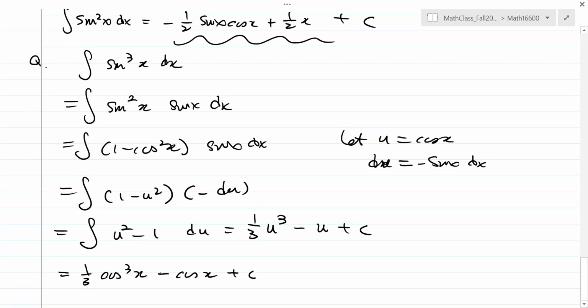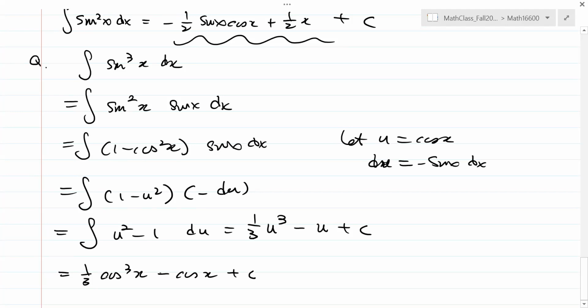What do we use here? We separate the function. Sine cube x is going to be sine square x times cosine x. And I did not use integration by parts. I rewrote sine square x, then I realized that I just need a substitution.